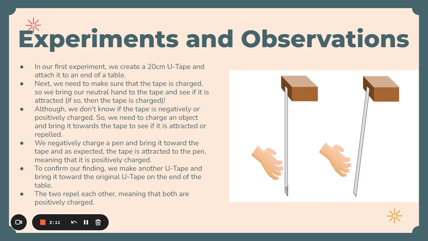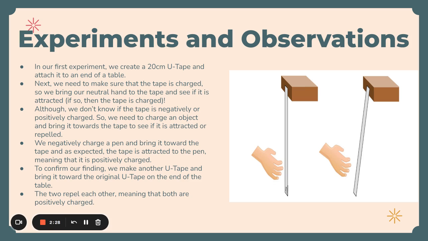So, in our first experiment, we had to create a 20 centimeter long U tape and attach it to the end of a table. But in order to figure out if it was charged or not, we have to move our hand close to the piece of tape to see if it's attracted or repelled. And in our case, it is attracted. That means that the U tape is charged.